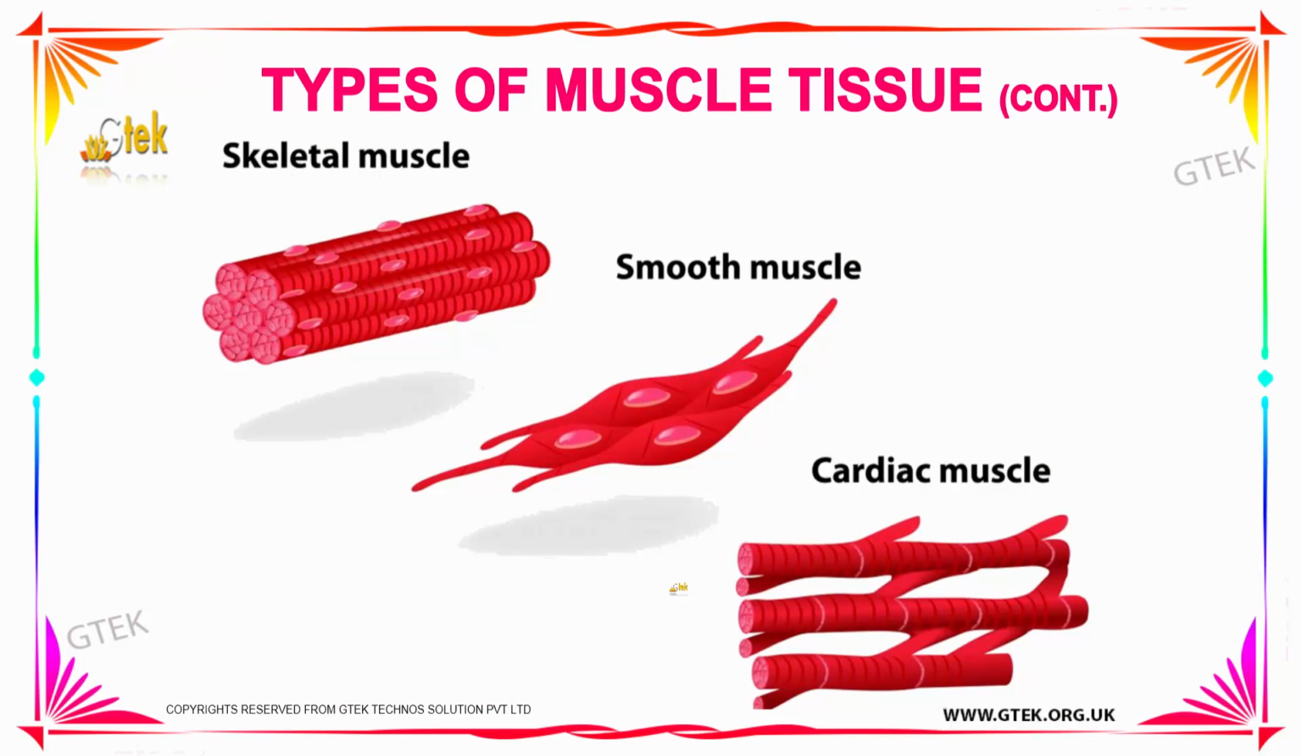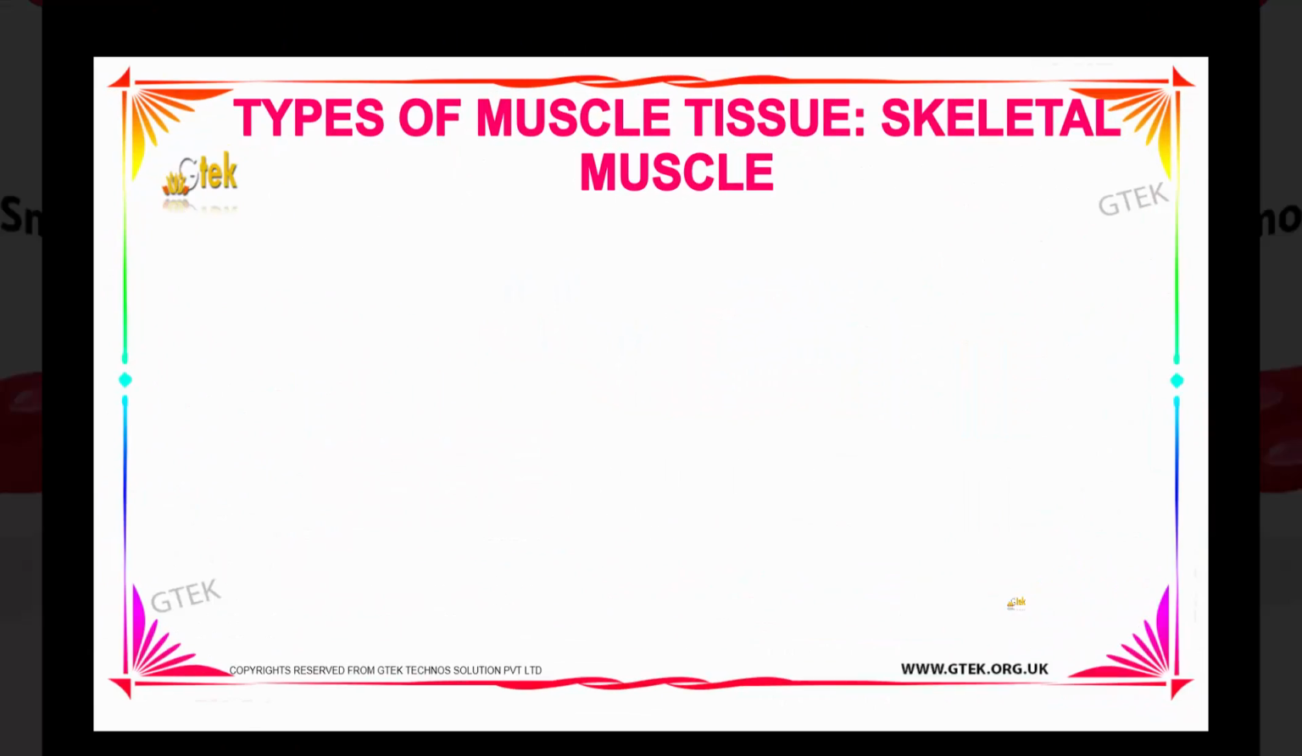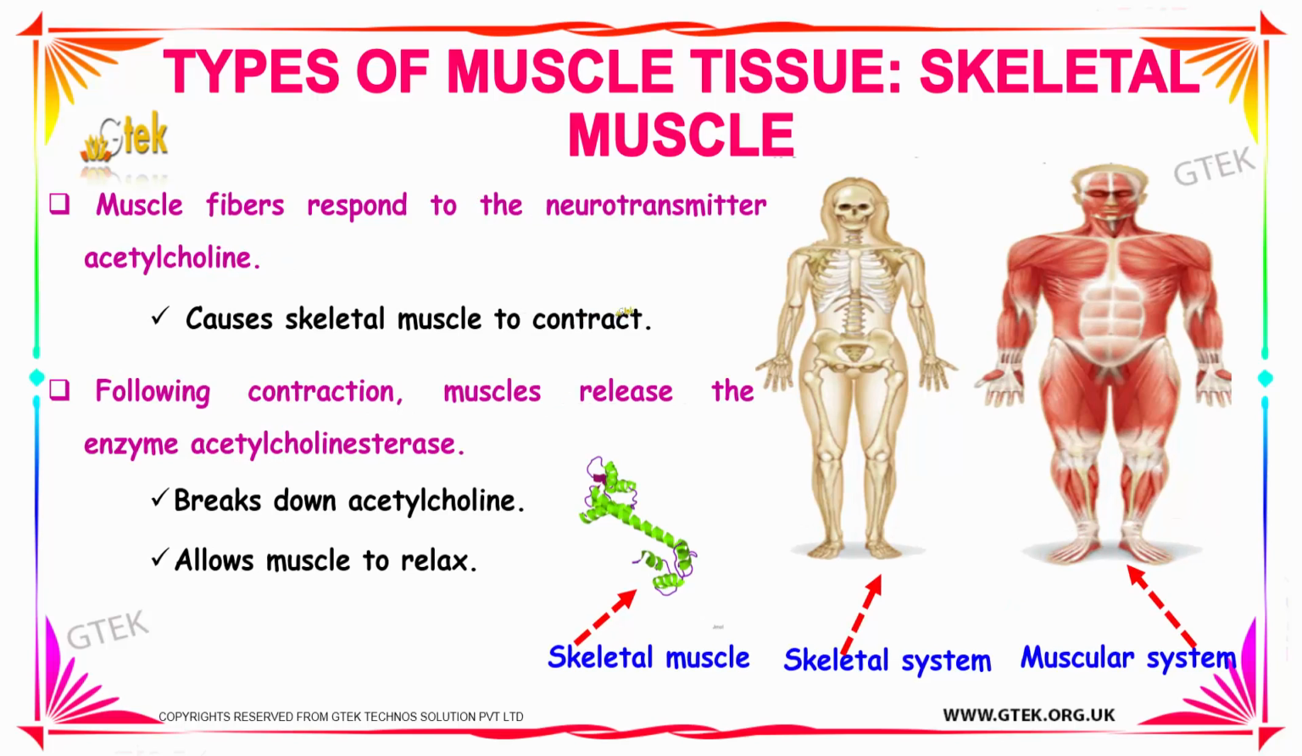Here you can see the types of muscle tissue. We have seen about the skeletal muscle. Your smooth muscle looks like this, and your cardiac muscle has the appearance to be like this. Next, we are going to study the skeletal muscle in detail.